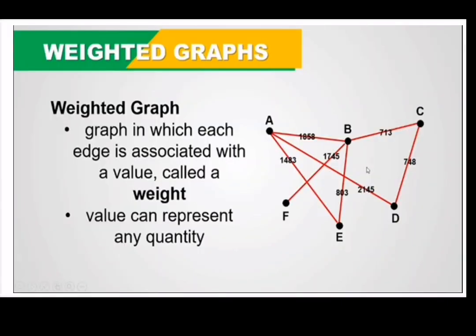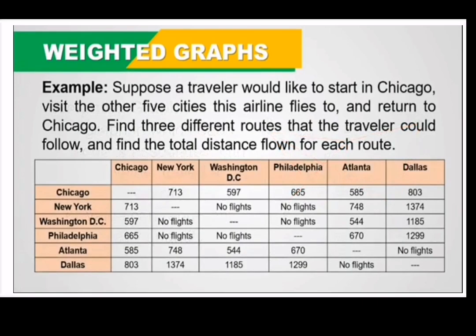Now, let's take this example for you to understand how weighted graphs work. Suppose a traveler would like to start in Chicago, visit the other 5 cities this airline flies to, and return to Chicago. Find 3 different routes that the traveler could follow and find the total distance flown for each route. Based on the problem, we will start in Chicago, pass through the other 5 cities this airline flies to, and then return to Chicago.